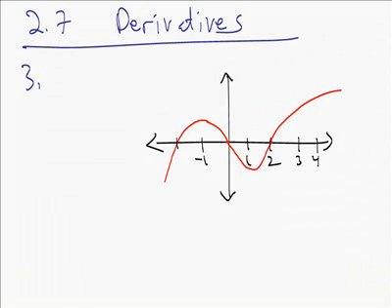Take a look at a few problems from section 2.7. Let's start with number 3. Number 3, you're given a graph, and you can see the graph here shown in red, and you're asked to arrange the following numbers in increasing order and explain your reasoning.